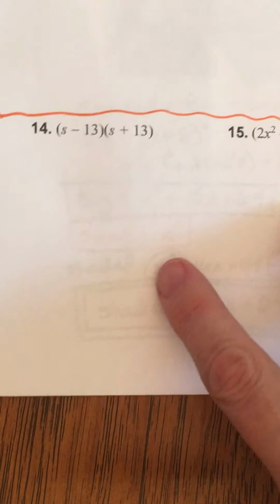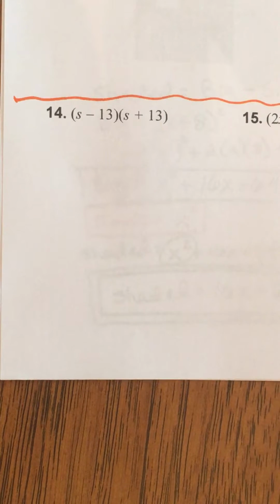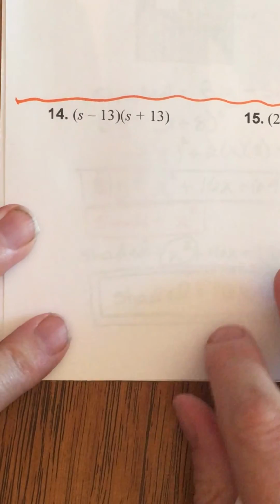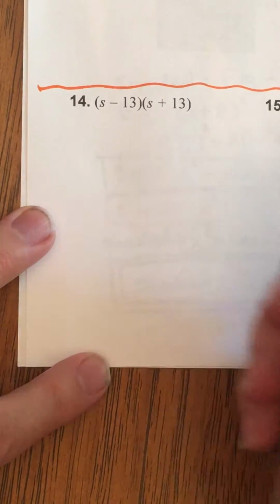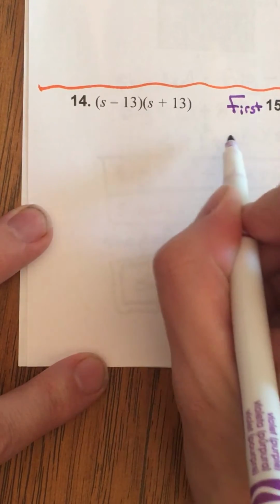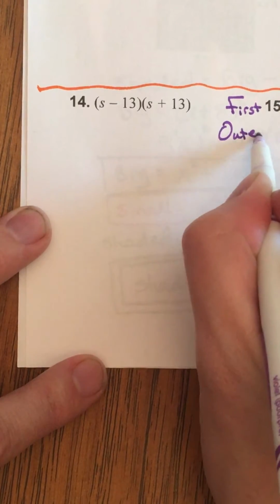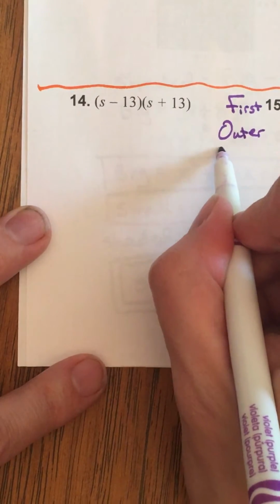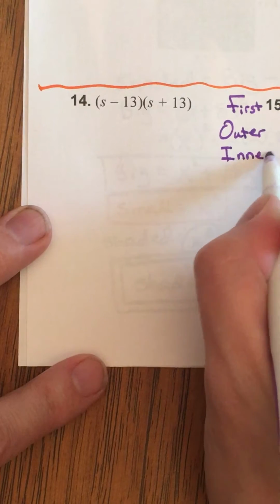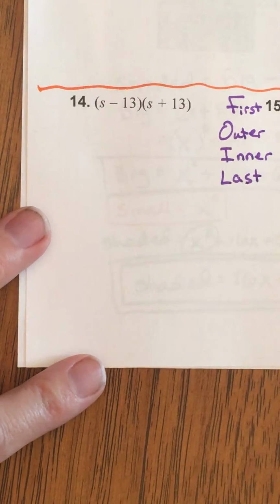So let's look at 14. And we'll do it the long way. We'll do FOIL and see what that does for us. So let's remember what FOIL is. F for first, O for outer, I for inner, and L for last. FOIL.